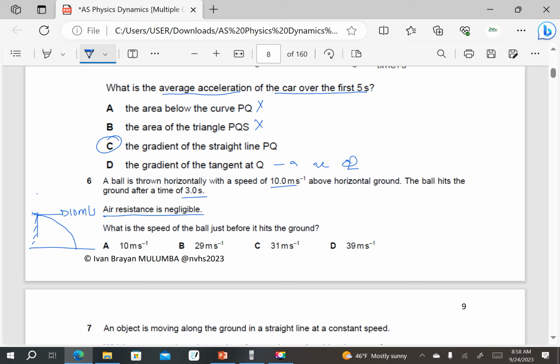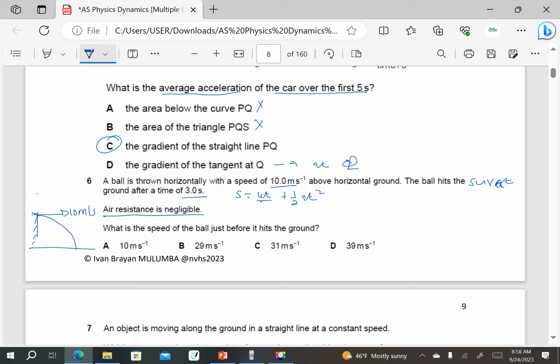Okay. So first of all, we may choose to find the horizontal displacement, or we may choose to find the vertical displacement first using s equals ut plus half at squared. If air resistance is negligible, then the motion is uniformly accelerated. So the SUVAT equations can now apply. So using s is equal to ut plus half at squared.